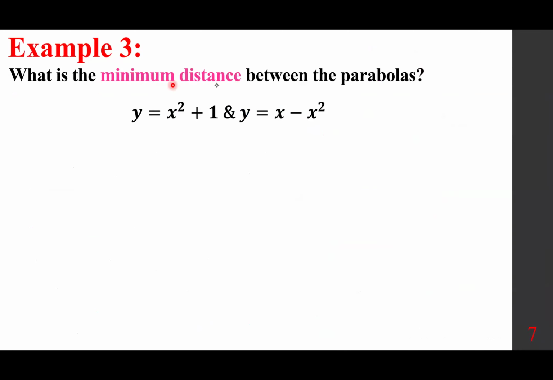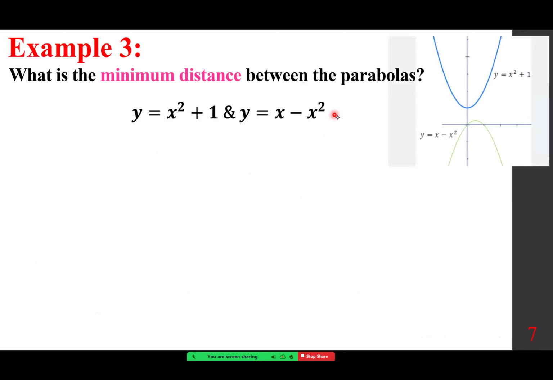What is the minimum distance between the two parabolas? One is y equals x squared plus 1. One is y equals x minus x squared. We're going to graph both. I'm going to assume nobody has any problem with graphing. Of course, this is y equals x squared shifted up by 1.